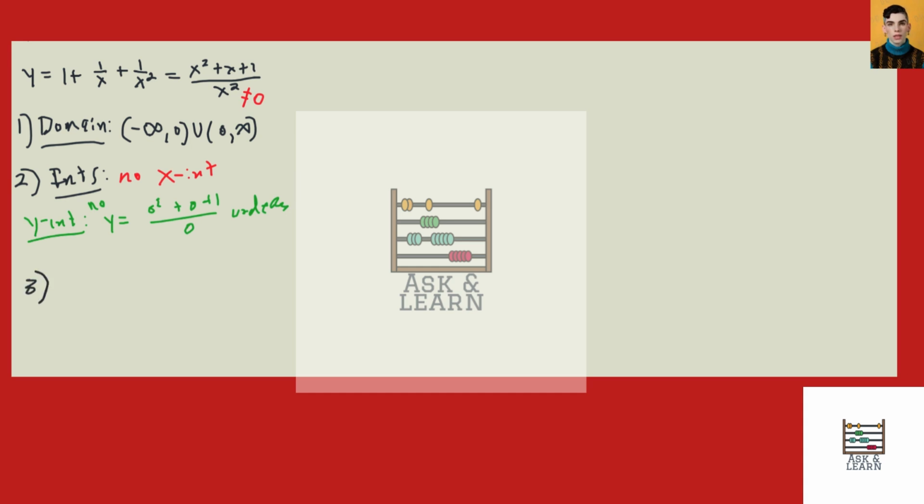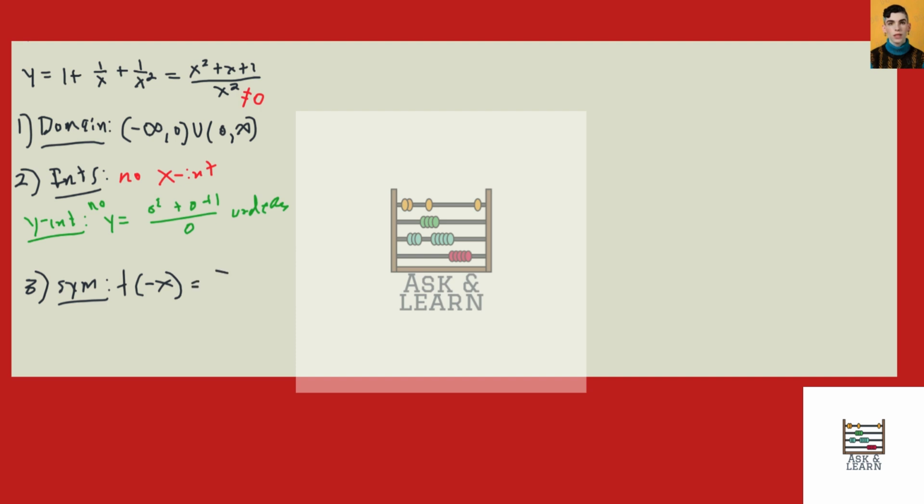Next, we want to look for whether there's any symmetry. So rational functions aren't really known for being periodic. So we will instead check to see if this is an even or odd function so we can determine if this is symmetric about the y-axis or the origin.